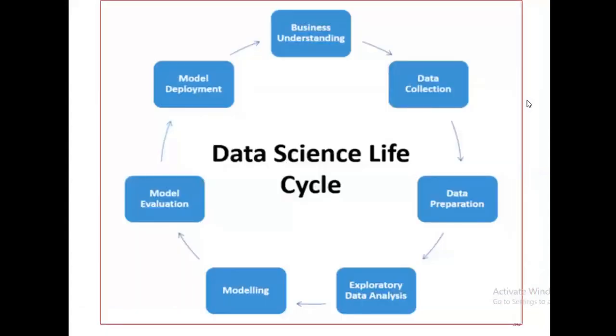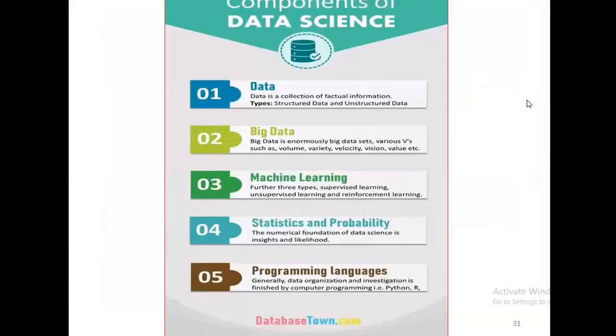Then this is the life cycle of data science: understand the problem, business, data collection, data preparation, exploratory data analysis. Then we are developing the model, model evaluation, model deployment. These are the major components of data science. Data: there are 3 types of data I have already explained: structured data, unstructured data, semi-structured data. Data is a collection of factual information.